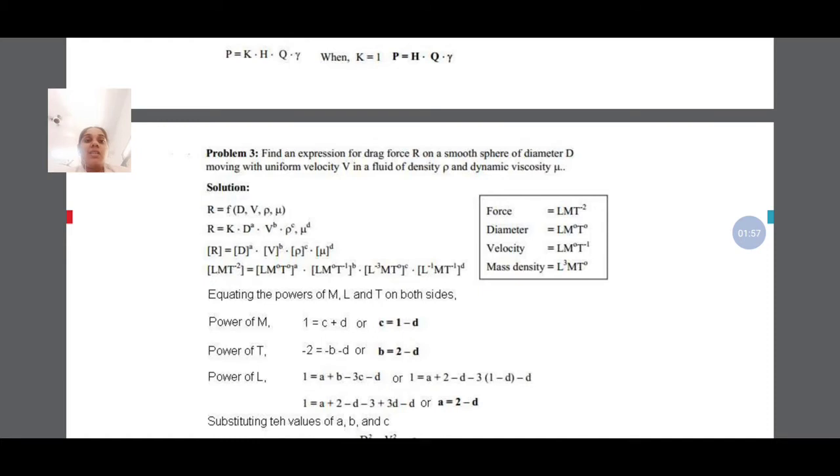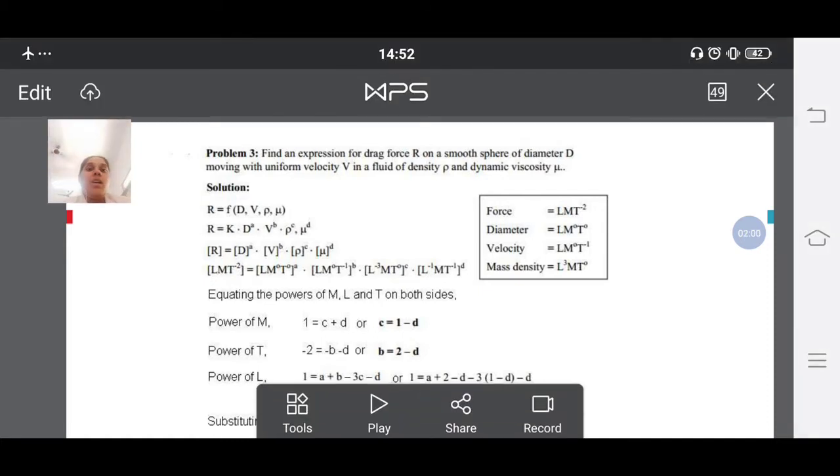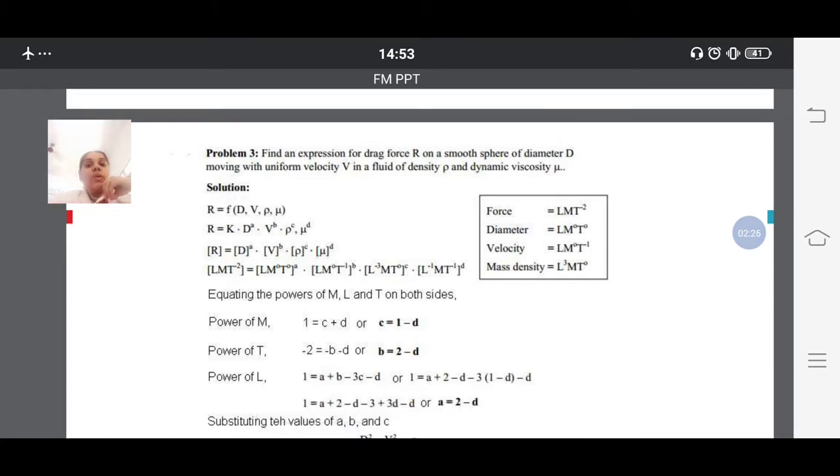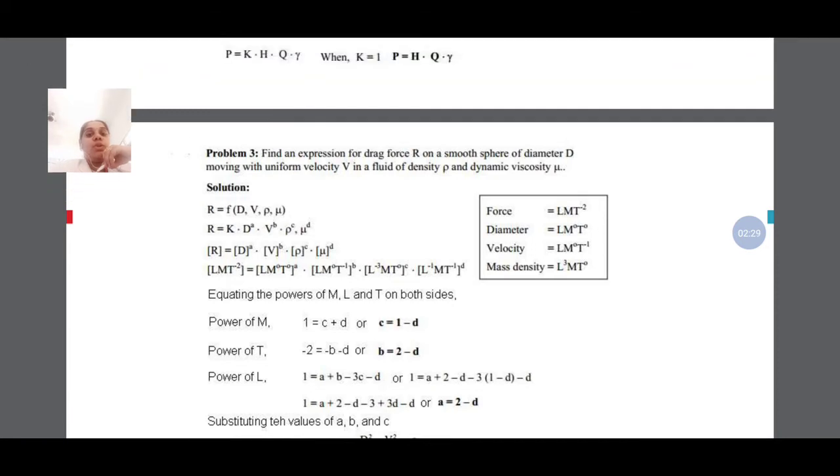So here R is the dependent factor. R depends upon capital D, V, mu and rho. So we write the dependent term equal to f of the independent terms. So capital R equal to f of D, V, rho, mu. Then we rewrite this first equation, R equal to f of D, V, rho, mu, as R equal to K, that is a constant, K into D, V, rho, mu.